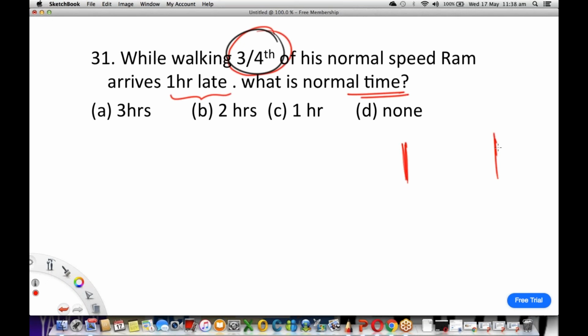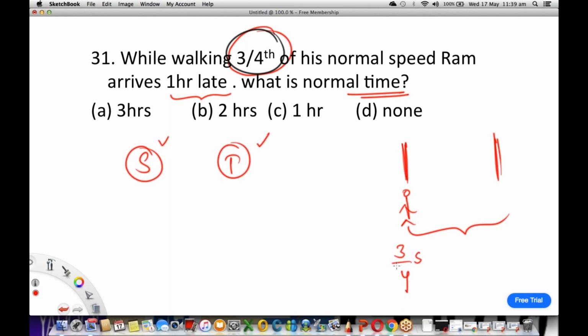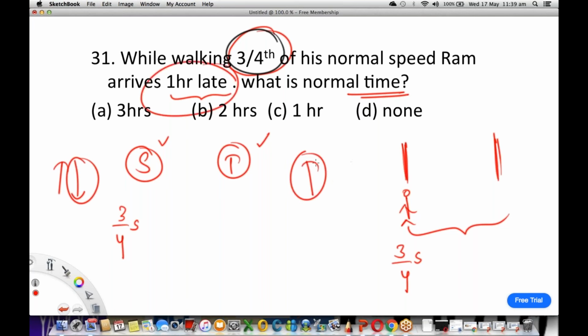So assume Ram is somewhere here. Every day he walks from here to here. So assume Ram is walking with a speed of s. If he is walking with a speed of s, he will arrive in a time of t. That is just my assumption. Now Ram is moving with 3/4 of the speed. 3/4 of the speed means the speed is increased or decreased? Obviously the speed is decreased. If speed is decreased, time will be increased, because the less the speed, the more the time taken. That's why he was late to the destination by 1 hour.